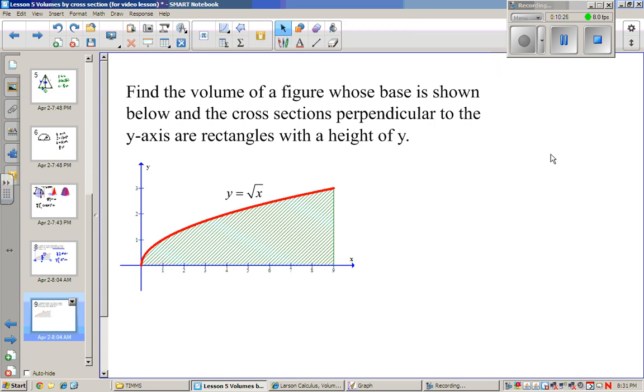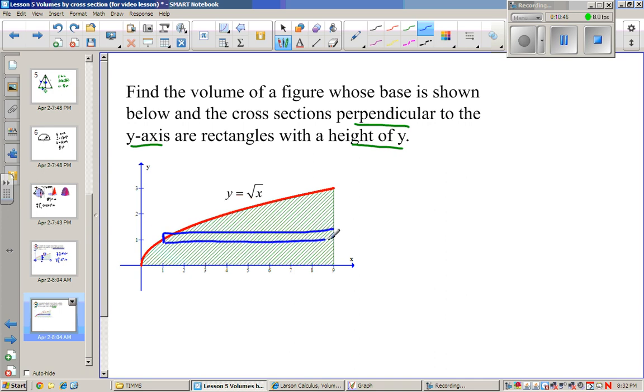What is different in this one? We're finding the volume of a figure whose base is shown below and cross-sections perpendicular to the y-axis. So this time we're perpendicular to the y-axis, and they are rectangles with a height of y. So let's draw in our cross-section. First off, we have to be perpendicular to the y-axis, which means this is going to be delta y. And we see that the height is related to y, which means like this rectangle right here would have a height of 1. But as I headed up here, I'd have a height of 3, and here my height is 2.5, and so forth. So wherever my y coordinate is, that determines the height of my rectangle.